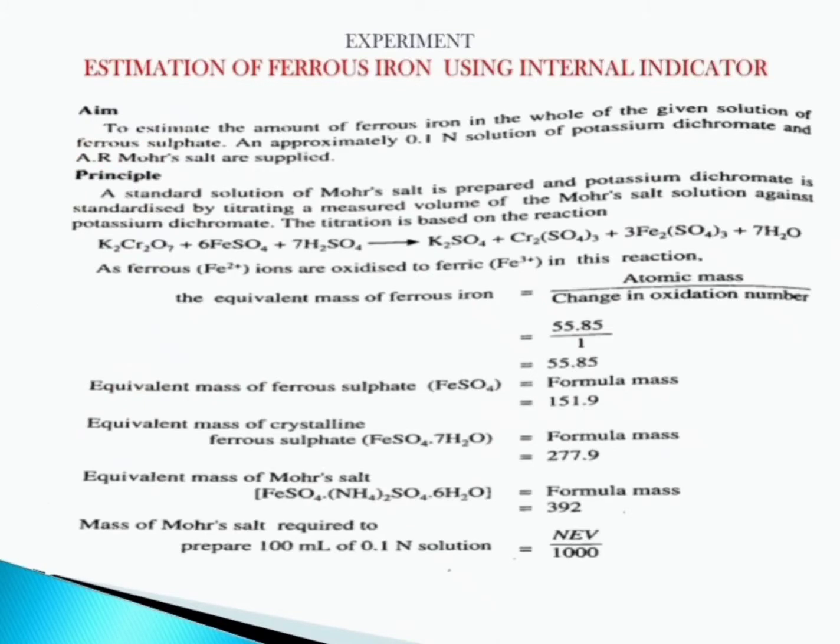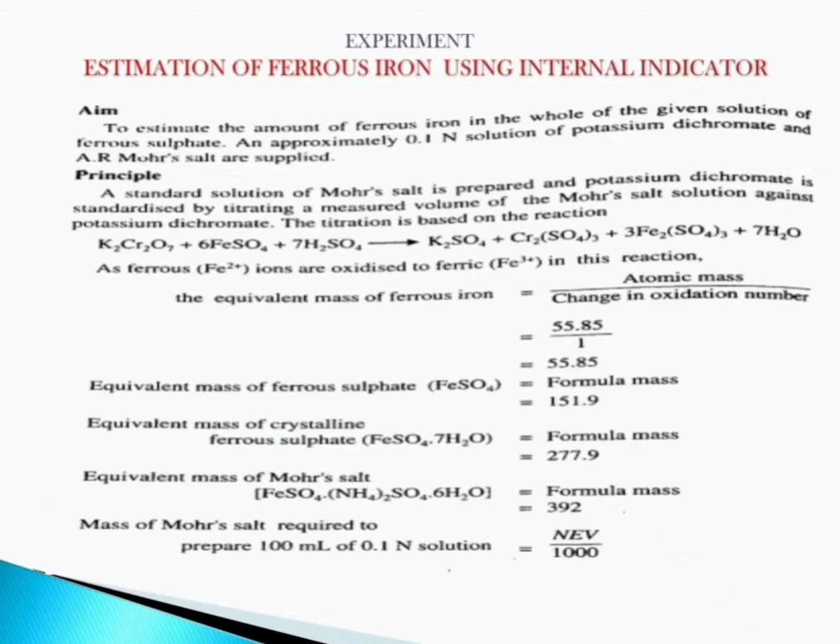The principle behind our experiment: a standard solution of Mohr's salt is prepared and potassium dichromate is standardized by titrating against a measured volume of Mohr's salt. The titration is based on the reaction K2Cr2O7 + 6FeSO4 + 7H2SO4 gives K2SO4 + Cr2(SO4)3 + 3Fe2(SO4)3 + 7H2O. So Cr6+ ions in the K2Cr2O7 get reduced to green Cr3+ ions, which is visible during titration, and the ferrous Fe2+ ions are oxidized to ferric Fe3+ in this reaction.